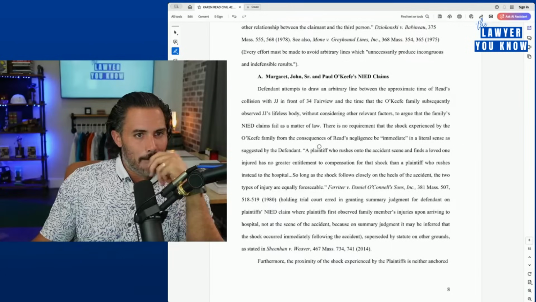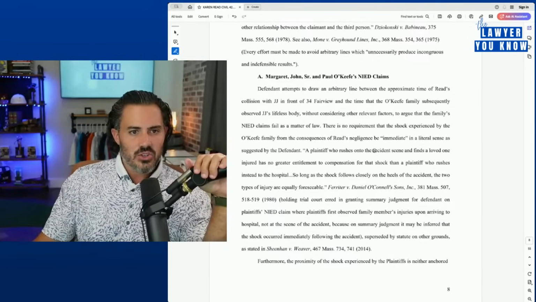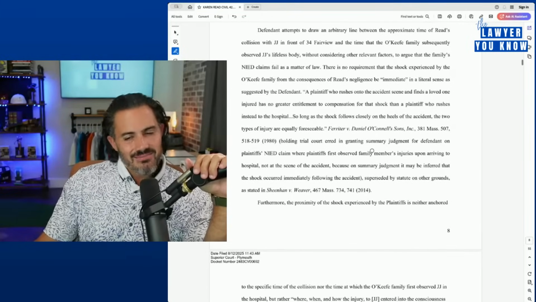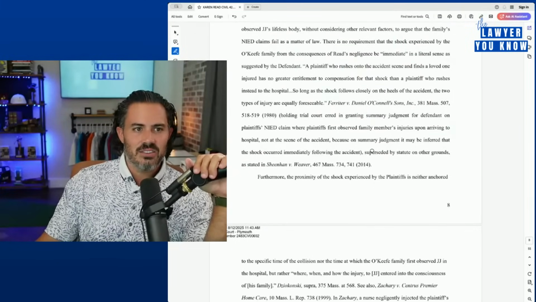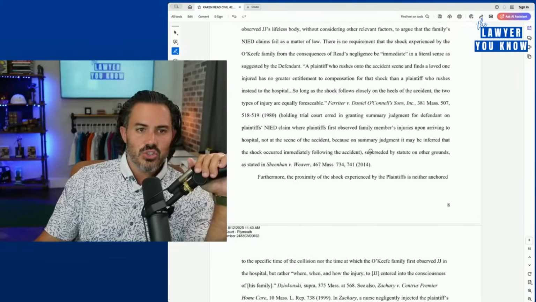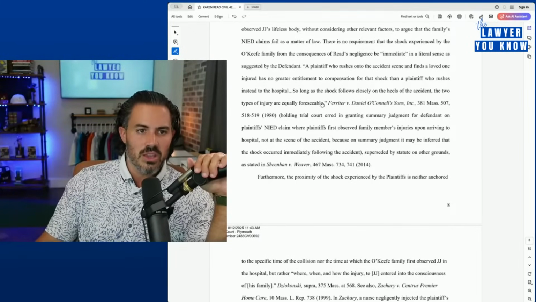Okay. Margaret, John Sr., and Paul's NEID claims. They try to draw an arbitrary line. There's no requirement the shock must be immediate. Yeah, but it's pretty close to immediate. A plaintiff who rushes on to the accident scene and finds a loved one injured has no greater entitlement to compensation for that shock than a plaintiff who rushes instead to the hospital, so long as the shock follows closely on the heels of the accident. The two types of injuries are equally foreseeable.